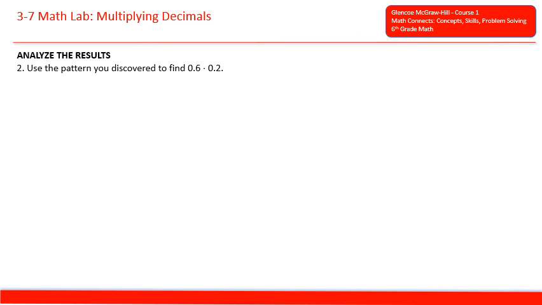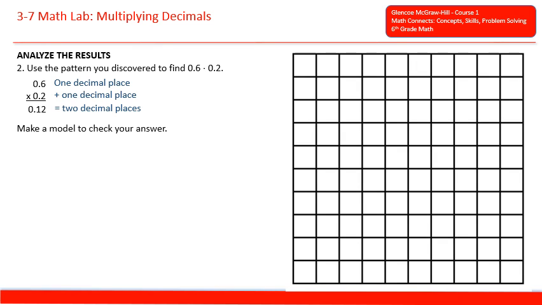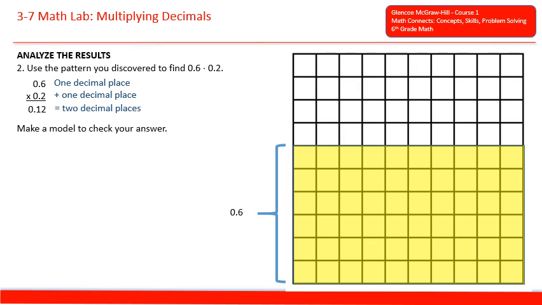Analyze the results. Use the pattern you discovered to find 0.6 times 0.2. So our standard algorithm, 0.2 times 0.6 is 0.12. 1 decimal place plus 1 decimal place equals 2 decimal places. Make a model to check your answer. So there's our model, 10 by 10 grid, 0.6 or 6/10, 0.2 or 2/10.